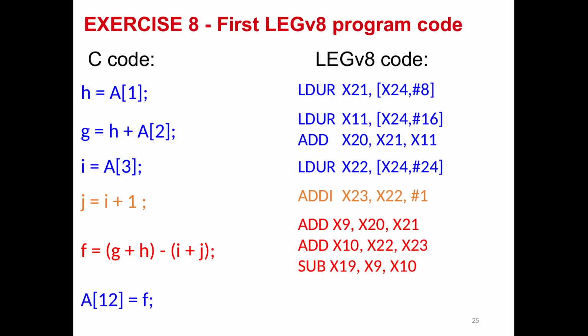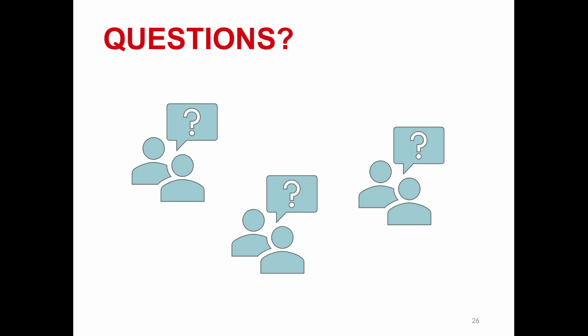And finally, we need to store the value f calculated here into memory A12, and we know that A12 has the offset address of 96. The base address of A is in X24, and f is in X19, so it will be STUR X19, X24, and offset address 96. And so that's all for our lab today.